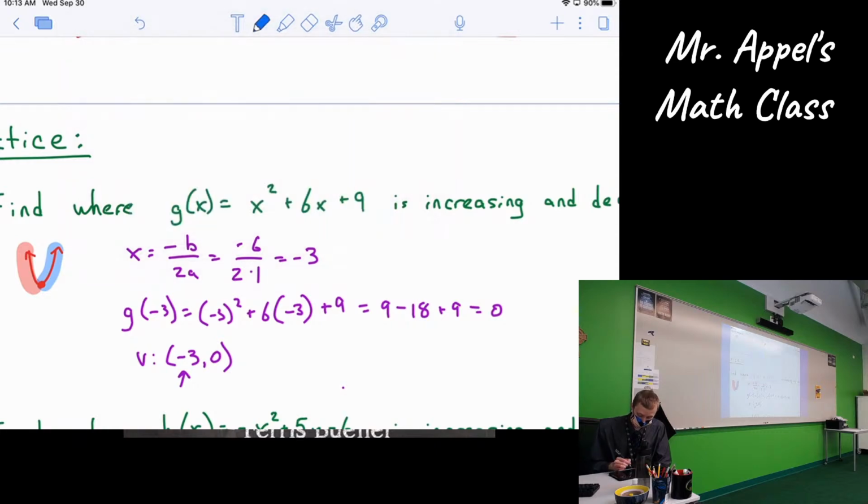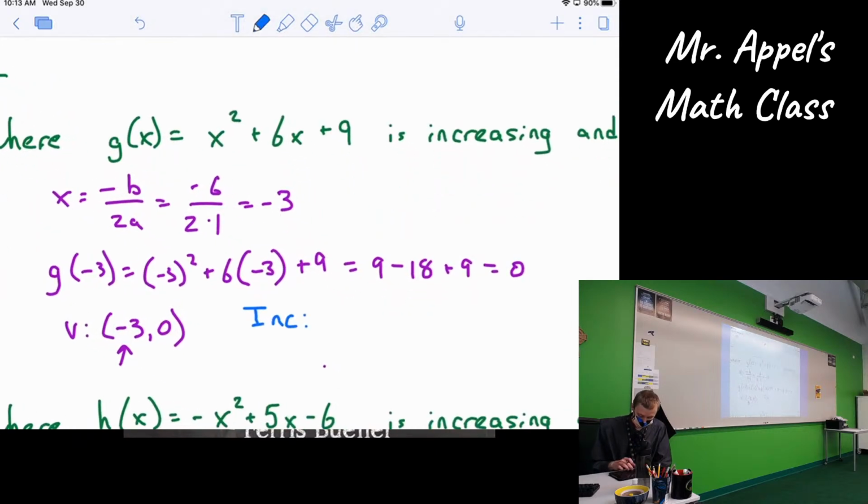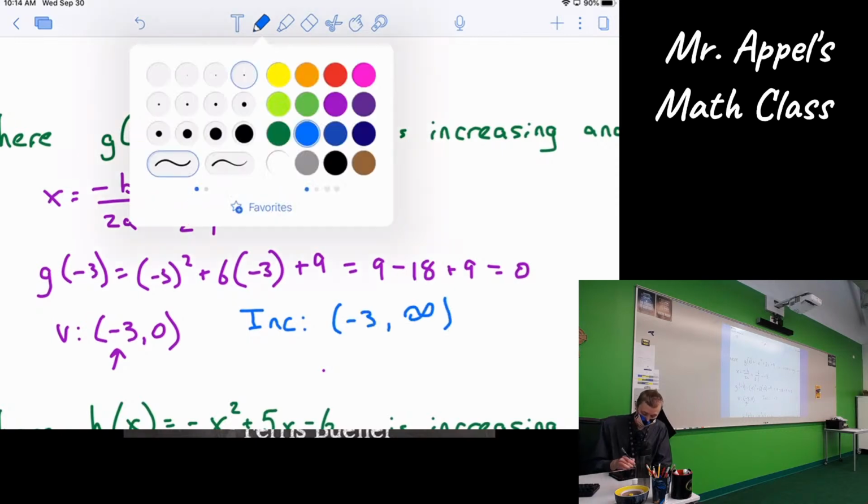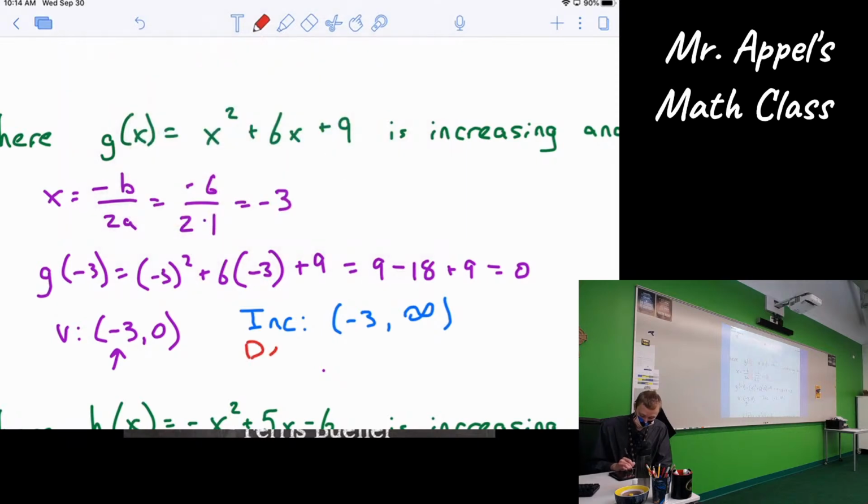Right? It is going to be increasing from negative 3 to infinity and decreasing from negative infinity up to but not including the negative 3. That's it.